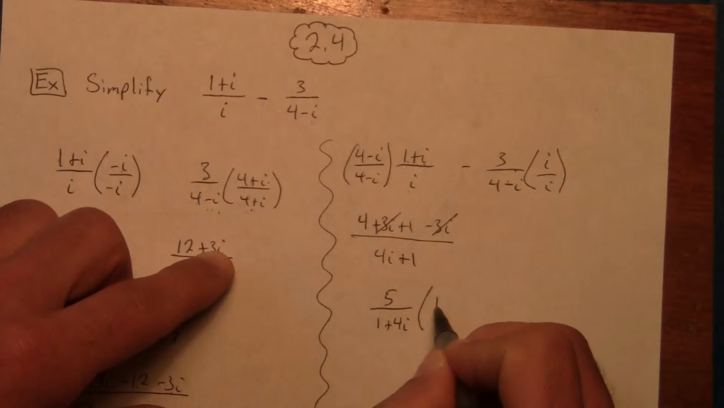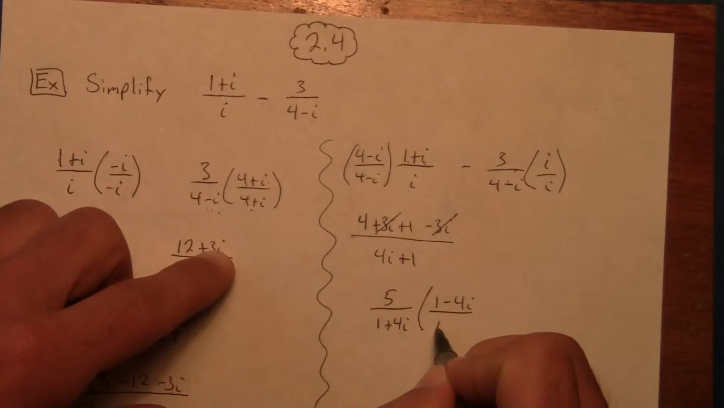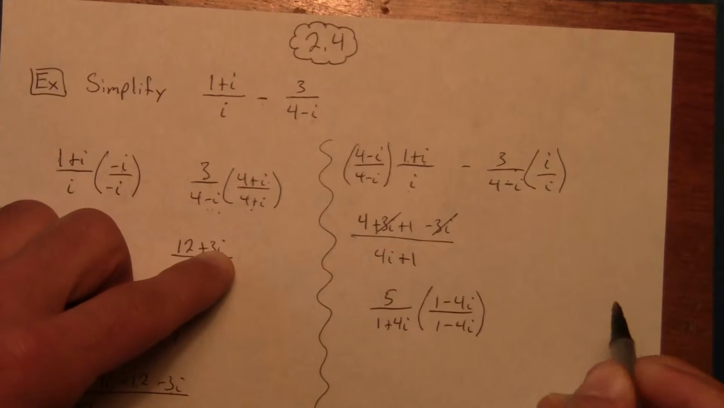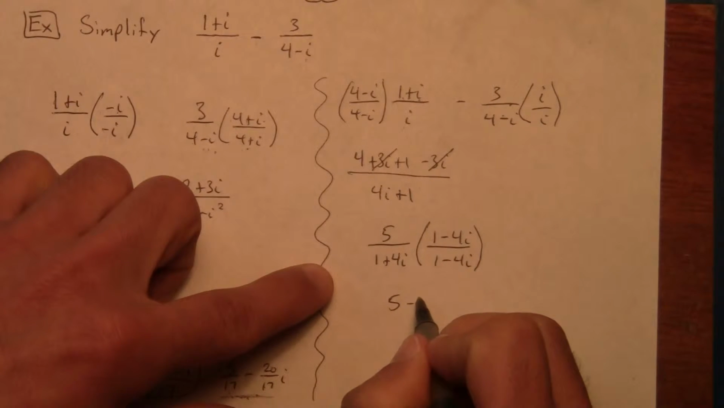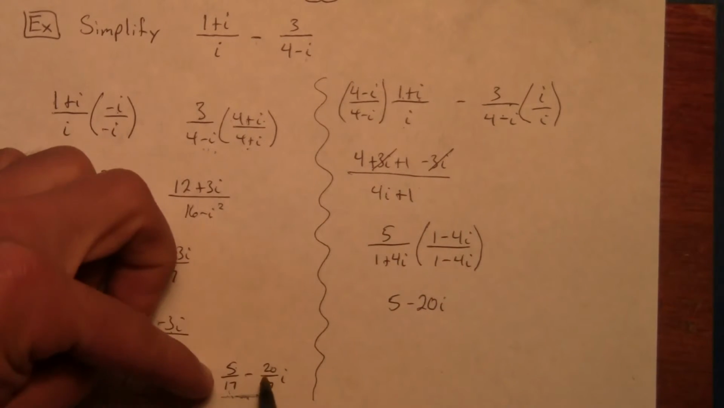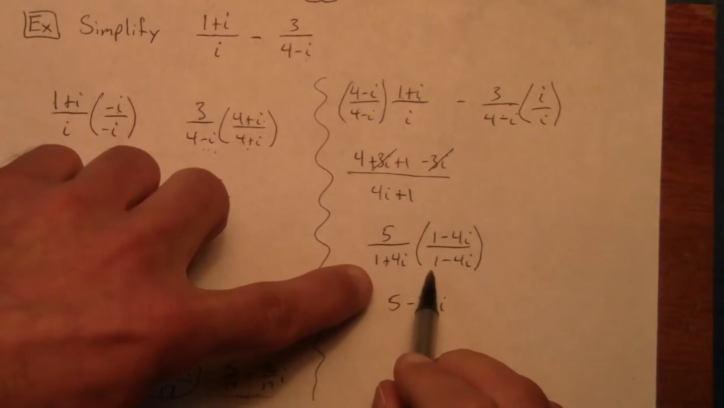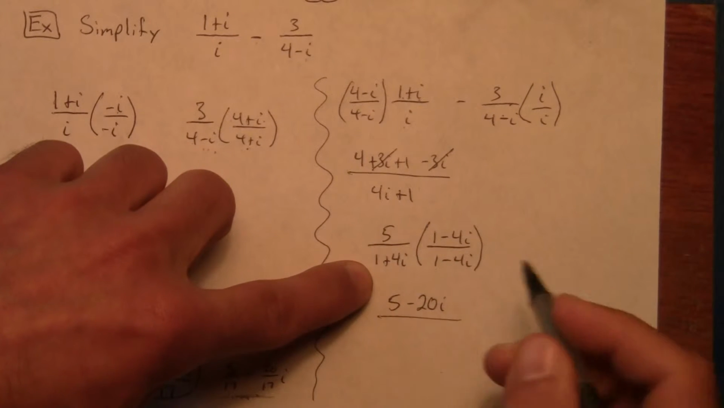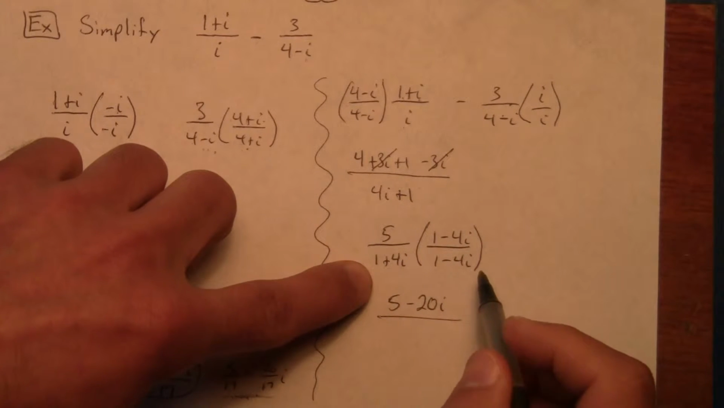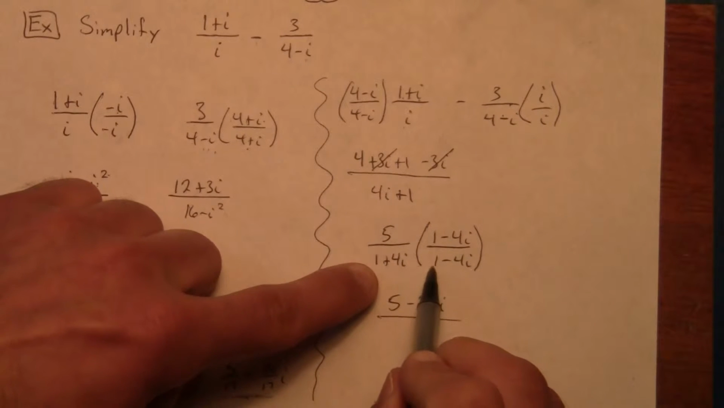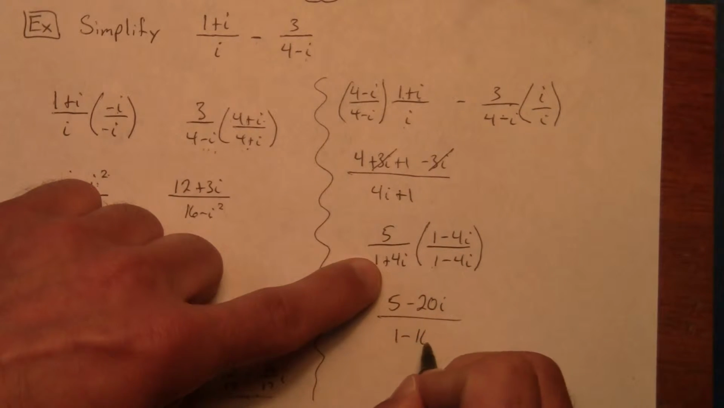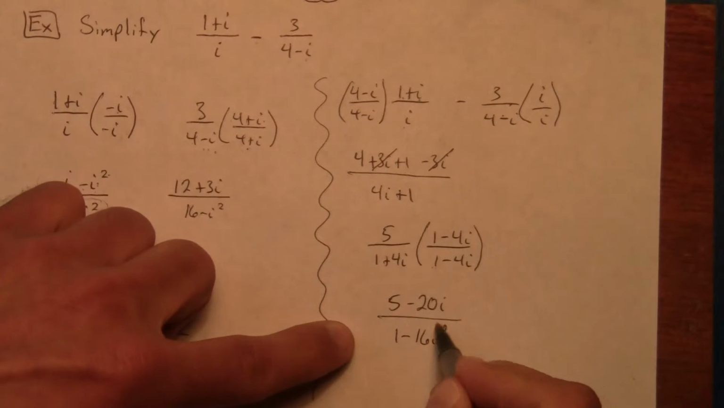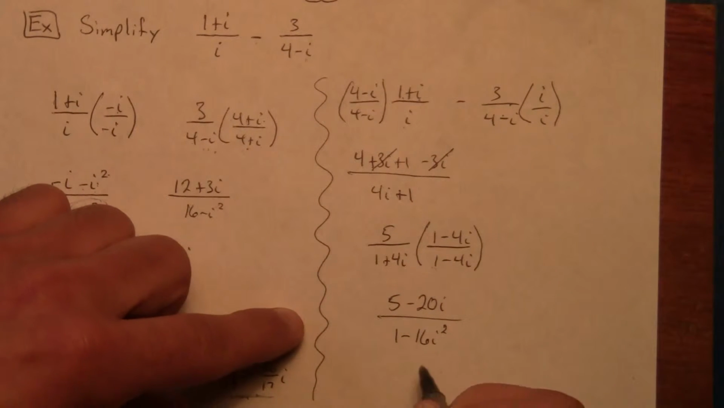So now I need to multiply by the conjugate of the denominator. And now if I distribute the numerator, I end up with 5 minus 20i, not a coincidence, that's what I had over here, it should be that. The denominator, again, they're conjugates, so I don't have to worry about doing the foiling, or at least not doing the insides and the outsides. I'm going to end up with 1 minus 16i squared. I know i squared is negative 1, so that changes it to a positive 16.